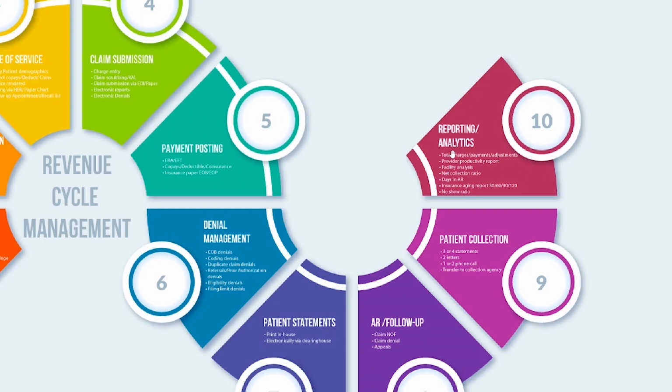At the end of the month or on a quarterly basis, you need to run some reports. Some practices do a month-end report, where they analyze provider productivity reports, and facility analysis if there is more than one facility, to see how the practice is performing. For instance, we have days in AR, net collection ratio, facility analysis, insurance aging reports, no-show rate, and so forth.